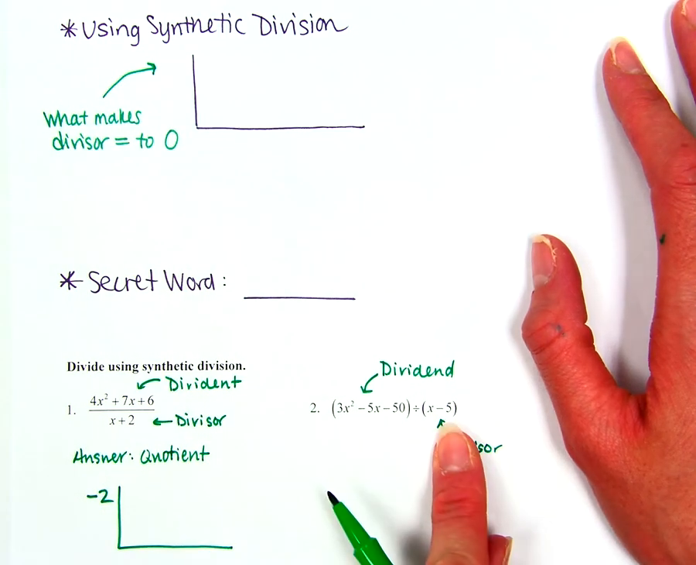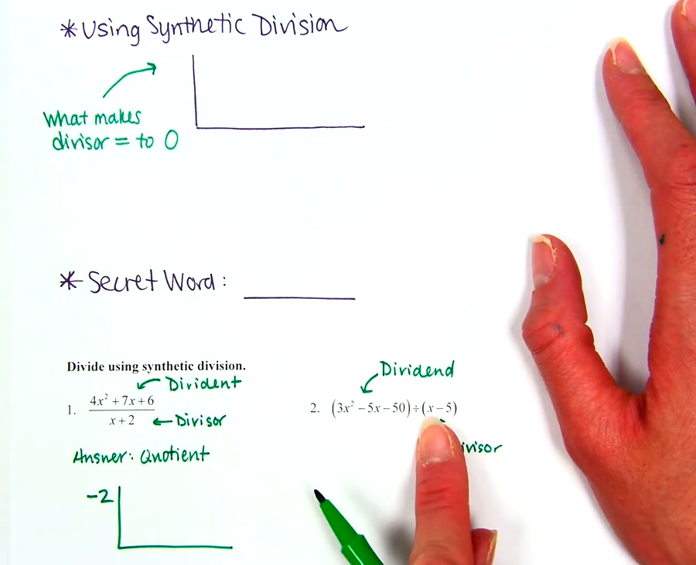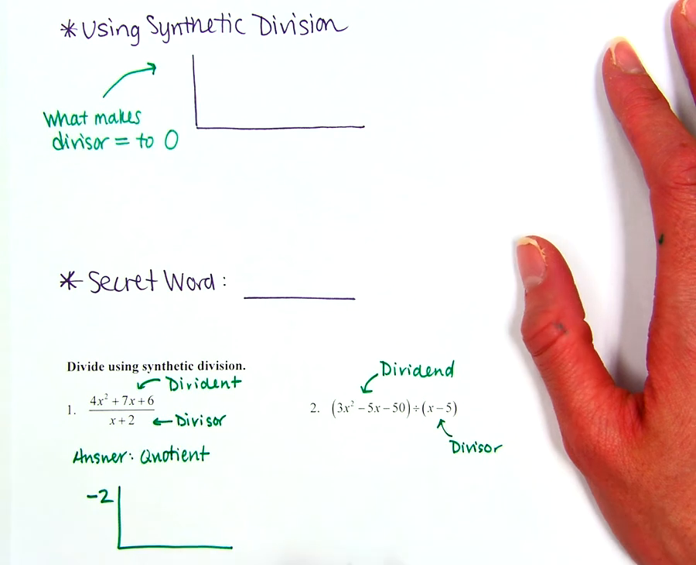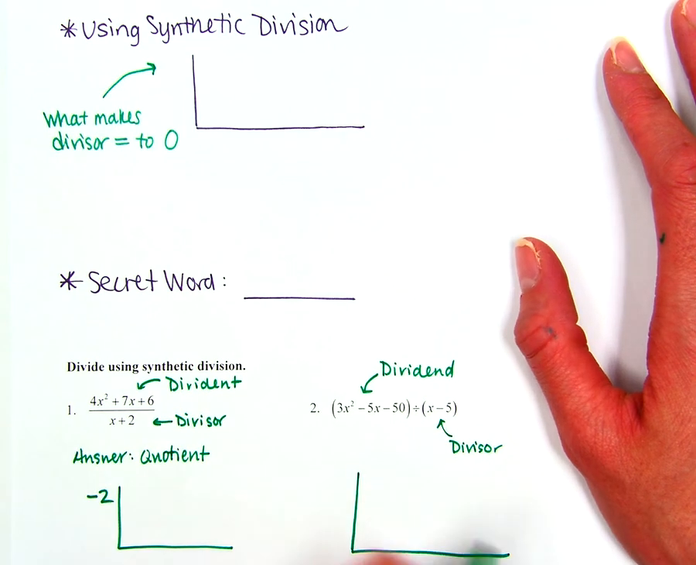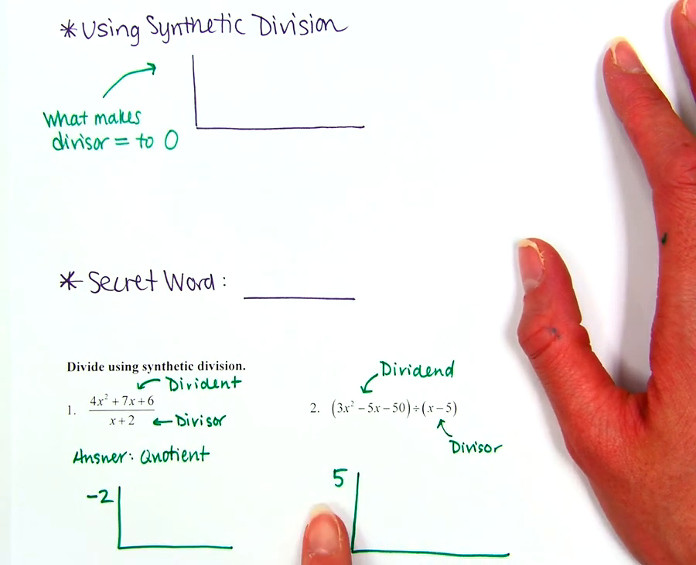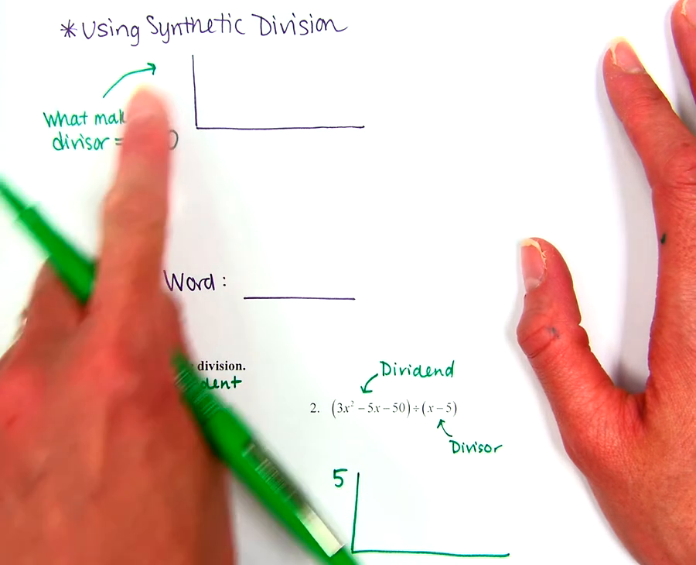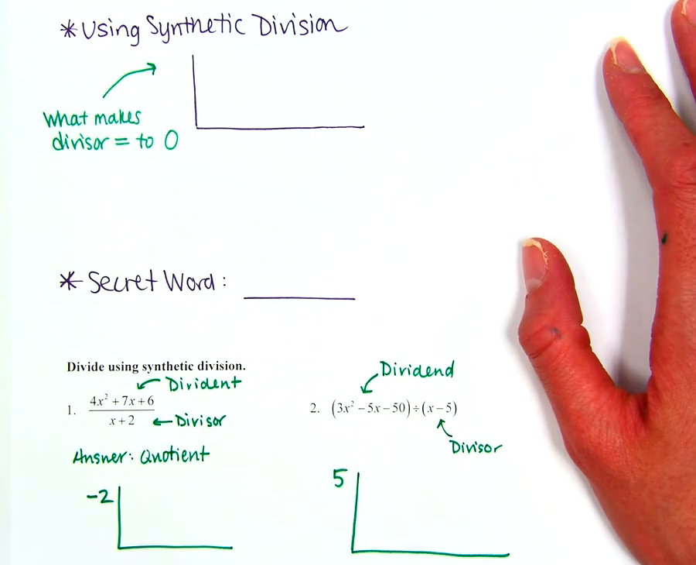What would make this equal to 0? Well, x minus 5. So what minus 5 would give me 0? Well, that would be positive 5. So that's the number that goes on the outside. Okay, so the number that makes the divisor equal to 0 goes on the outside.